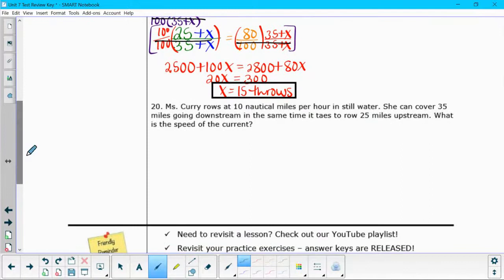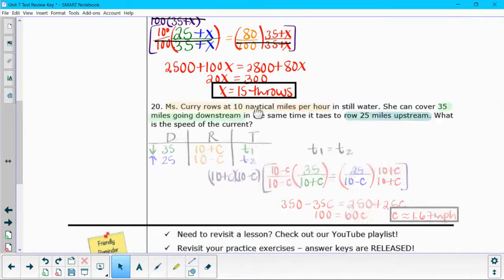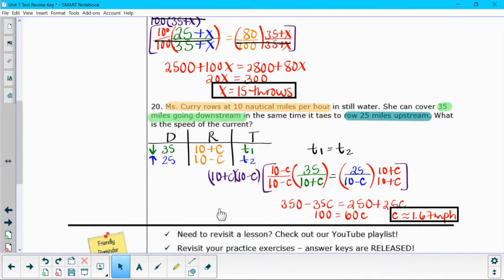Now, Miss Curry is rowing 10 nautical miles per hour in still water. She can cover 35 miles going downstream in the same time it takes 25 miles upstream. What is the speed of the current? So I set up my distance, rate, and time table. I know that she can go 10 miles per hour, and either the current is working with her when she's going downstream, or it's working against her when she's going upstream. So 10 plus C, 10 minus C.